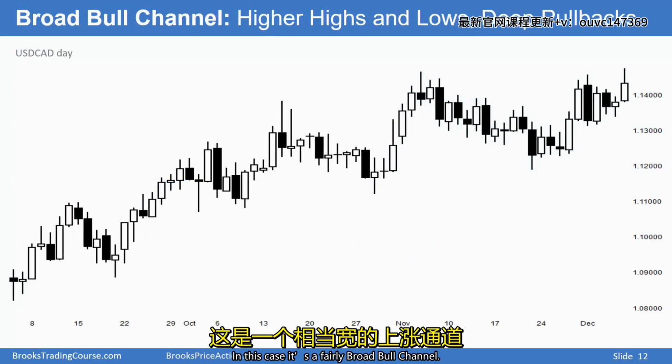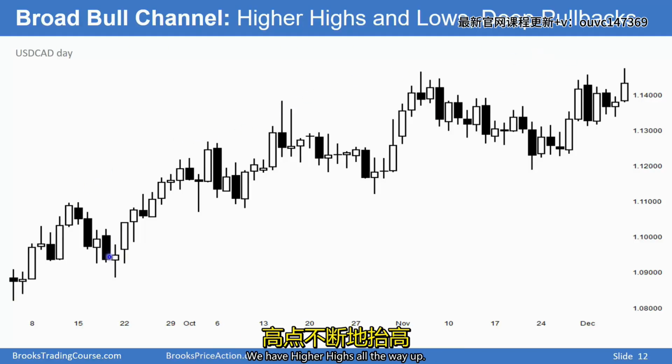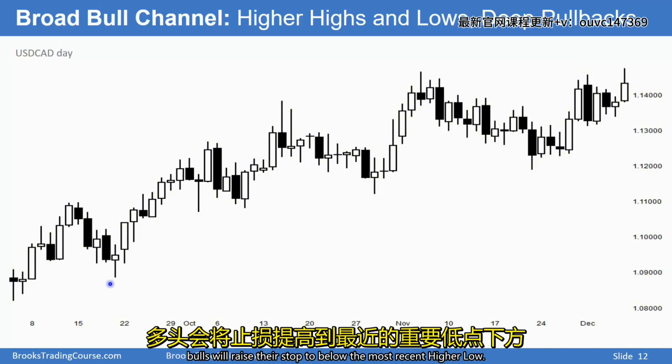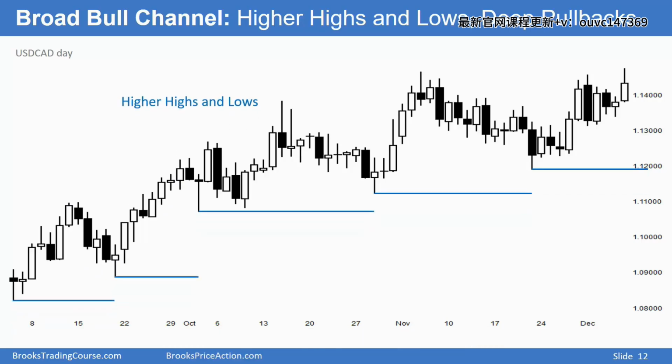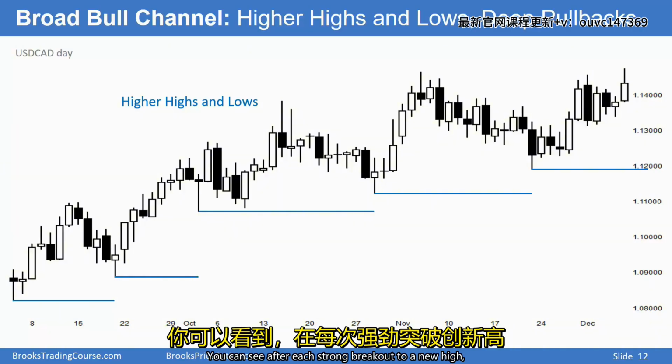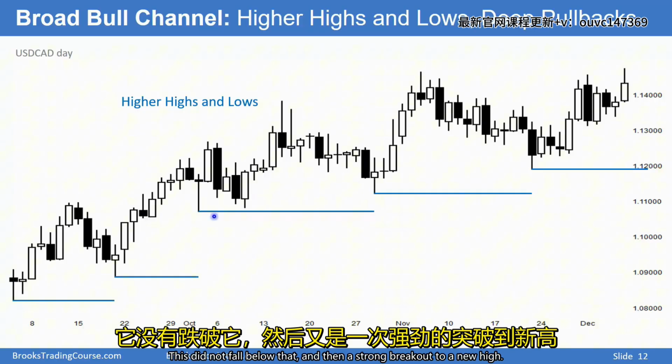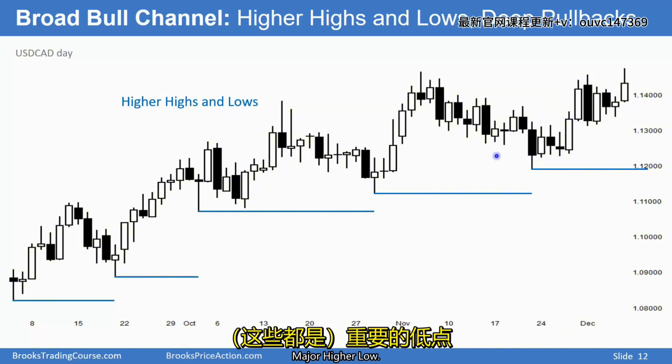Bull trend, in this case, it's a fairly broad bull channel. We have higher highs all the way up. We have higher lows all the way up. And after each strong breakout to new high, bulls will raise their stop to below the most recent higher low. And you can see, after each strong breakout to a new high, when there's a pullback, it did not fall below the most recent higher low. This did not fall below that. And then a strong breakout to a new high, major higher low.